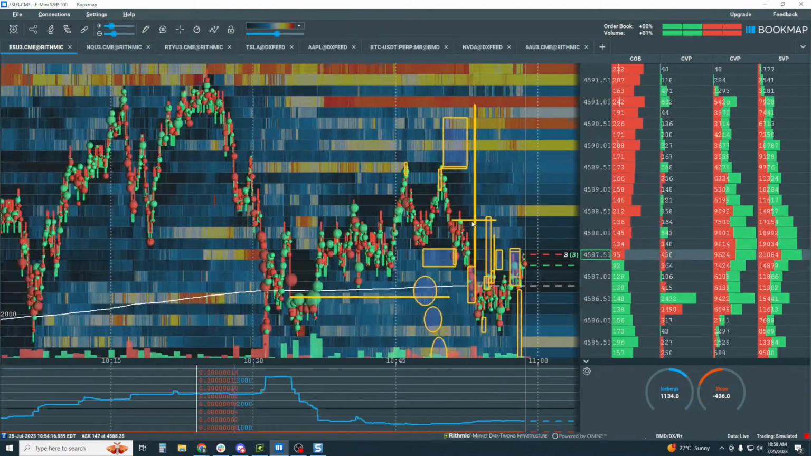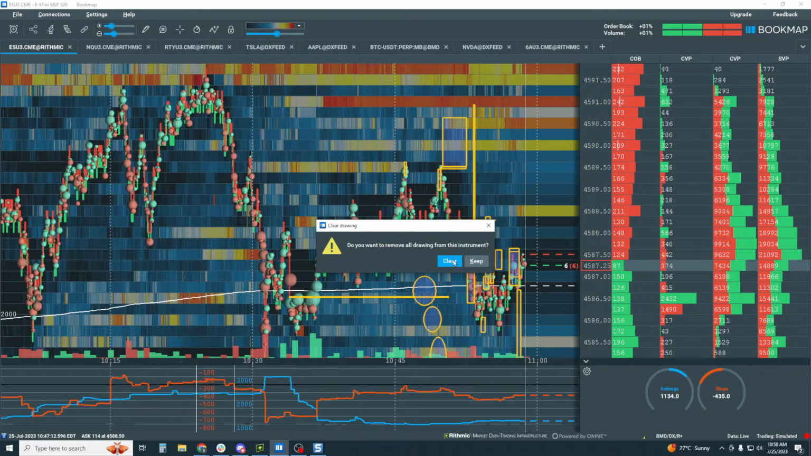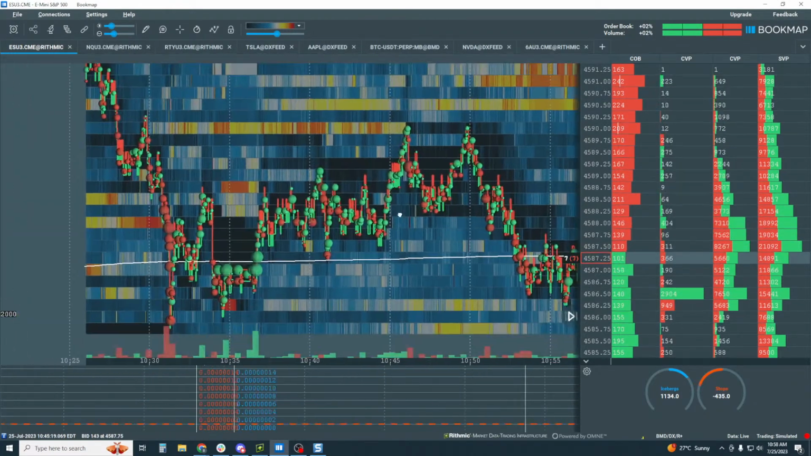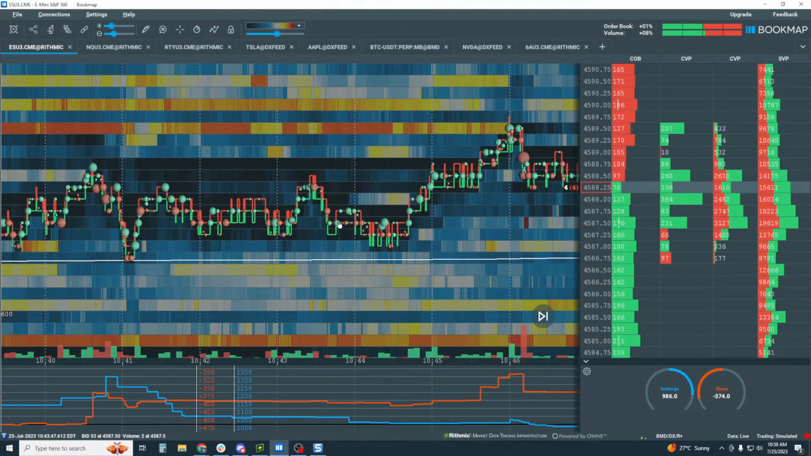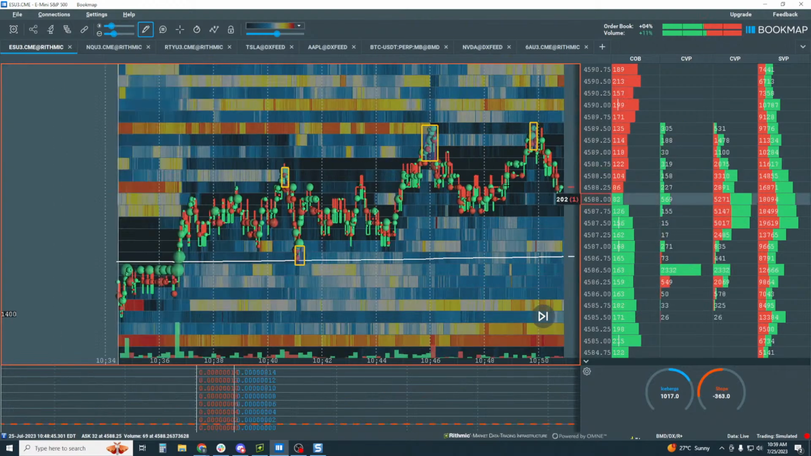But if we look back at some of the price action previously here, and let's clear our drawings, we noted that there was just a stop run on each swing in this kind of range here. Stop run, stop run, stop run, stop run.